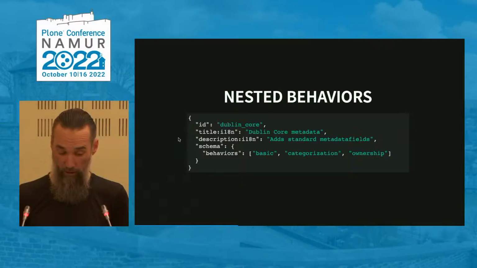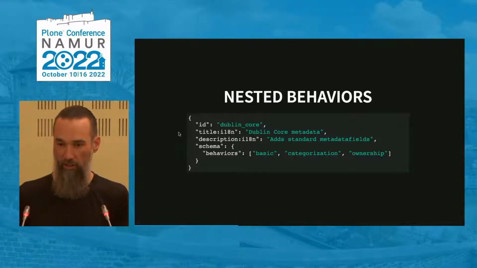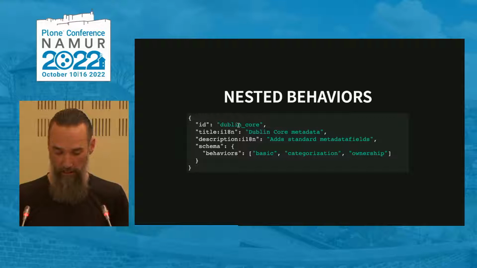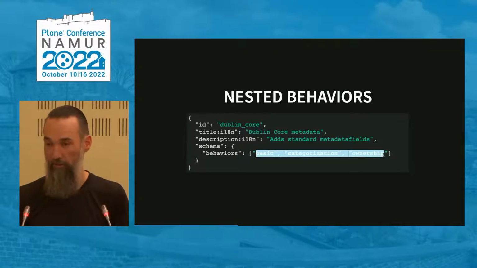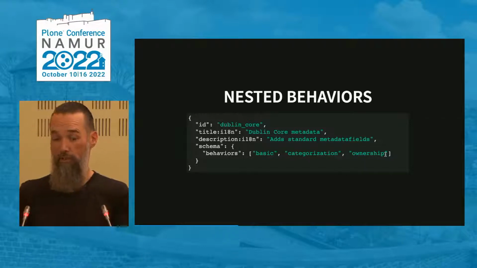Something which Plone or Dexterity can't do, but Nick can, is nested behaviors. So you can have a behavior, and then you can say, okay, I want, for instance, this is a Dublin Core behavior, and it contains these behaviors. So a behavior can contain other behaviors. You don't have to include all those separate behaviors into one thing. You can just say, I want a Dublin Core, and then you get the basic categorization and ownership there as well.